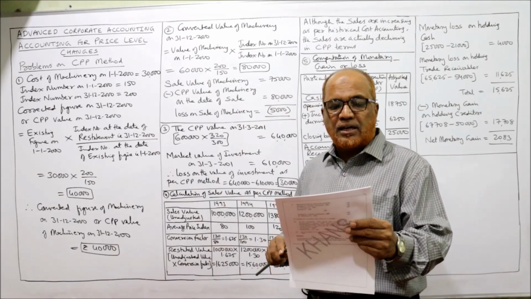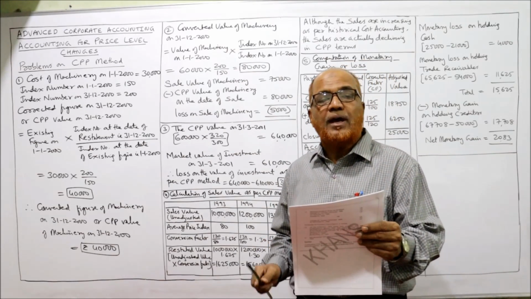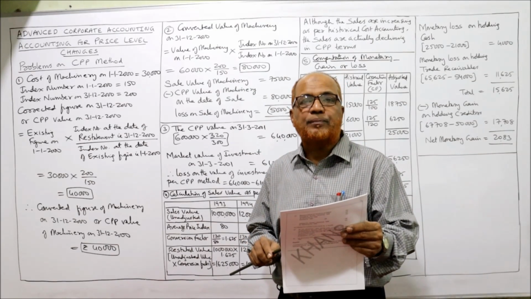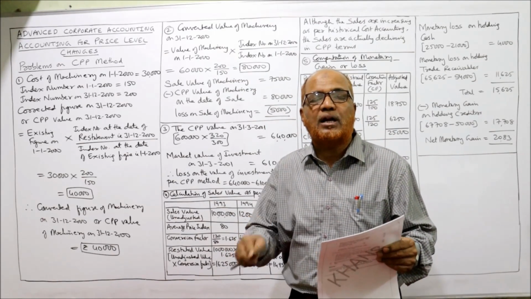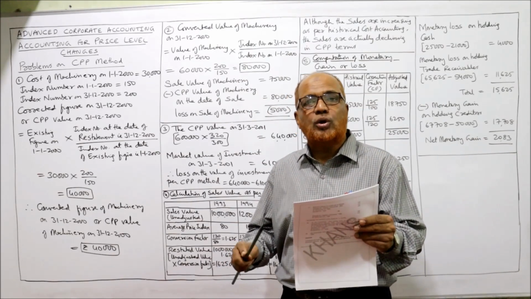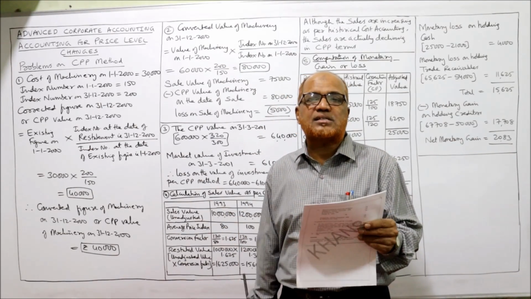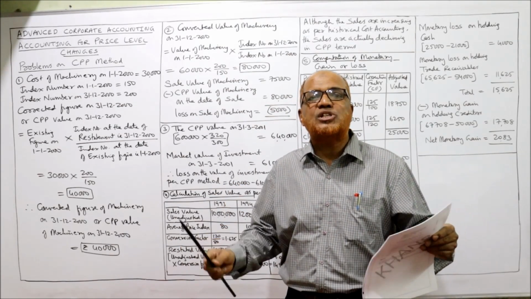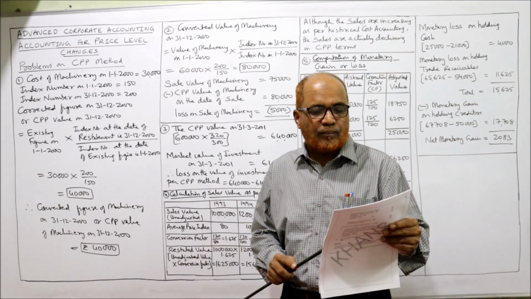So at the end of the period, the index number was 200. At the time when the machine was purchased, its index was 150. So the correction factor will be 200 by 150. Correction factor 200 by 150 into the existing value of machinery, 60,000. So 60,000 into 200 by 150, you will get the CPP value, the restated value.